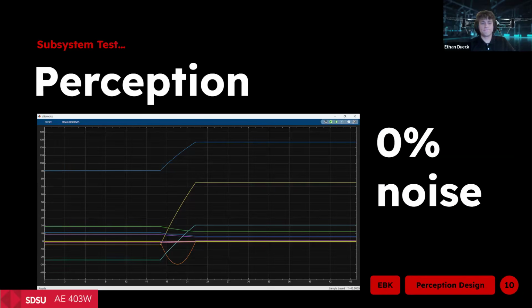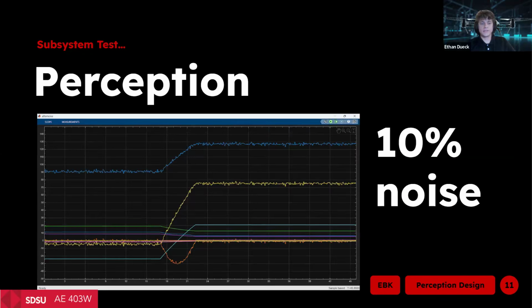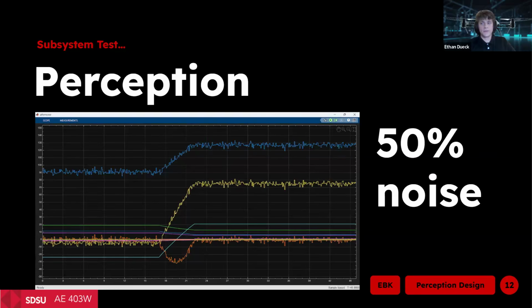Here's 0% noise, 10% noise, and 50% noise.